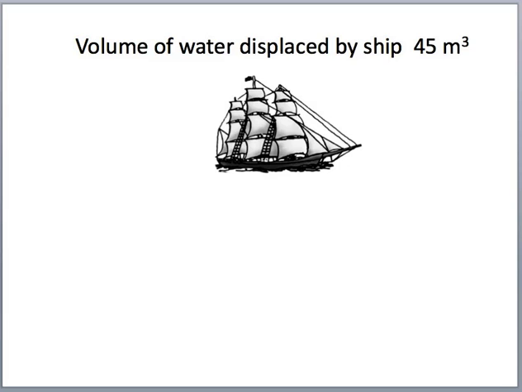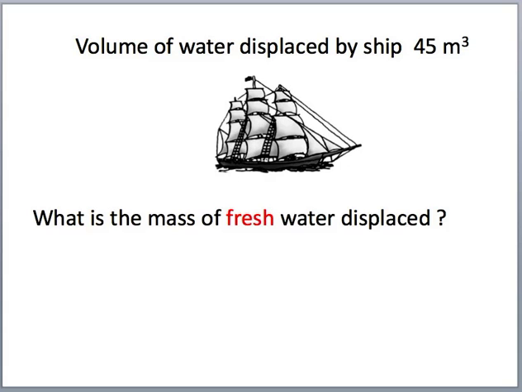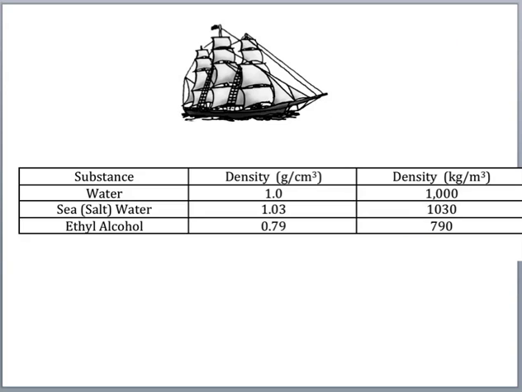Remember, the whole point of the force of buoyancy is that the force of buoyancy pushing up is equal to the mass of the fluid displaced. So in this case, we have to figure out, what is the mass of 45 cubic meters of water that's being displaced? And again, fresh water. So in order to figure that out, same formula again, mass equals density times volume, which is just, remember, a reworking of density equals mass divided by volume.